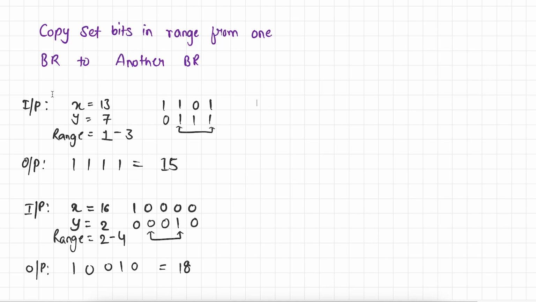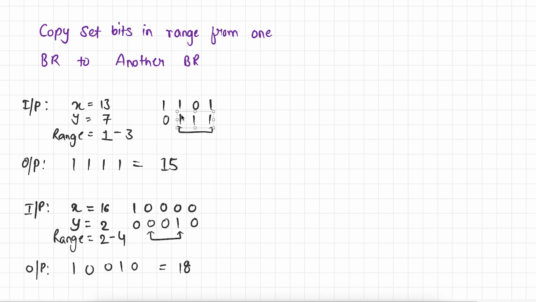Let's first see the first example. Here x is equal to 13, the binary representation of 13 is 1101, y is equal to 7 and the binary representation of 7 is 0111. The range is given as 1 to 3. It means we have to consider the binary representation of number 7 and we have to copy all the set bits from first position to third position in x. Here you can see that from first to 3 we have 3 set bits.